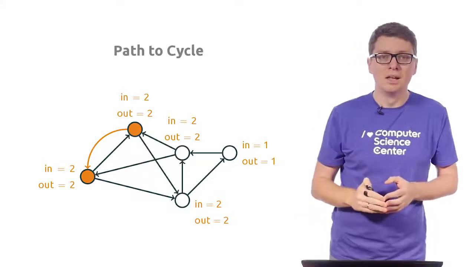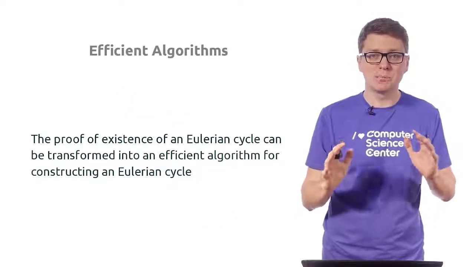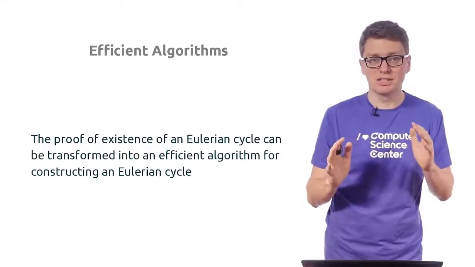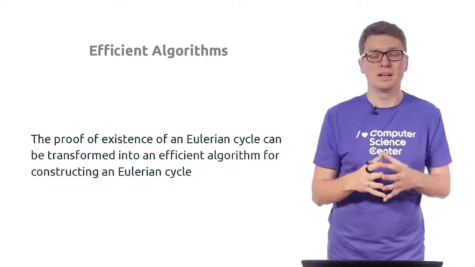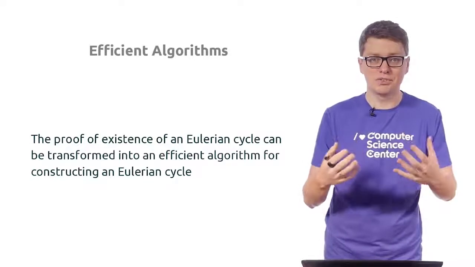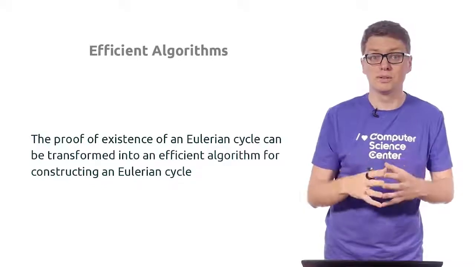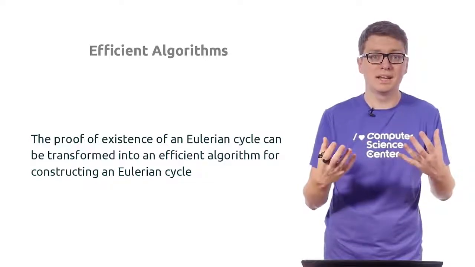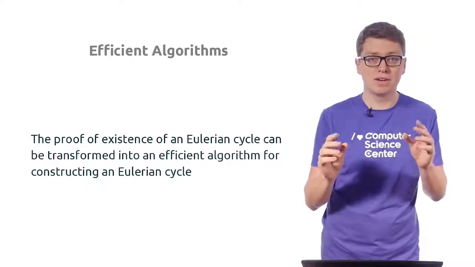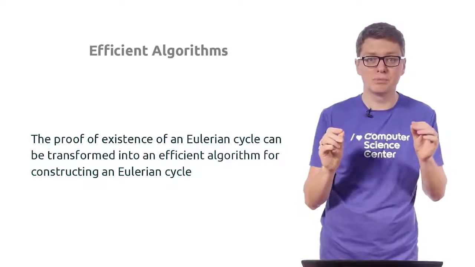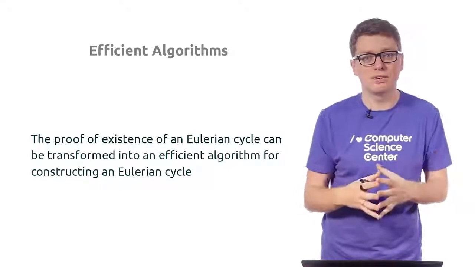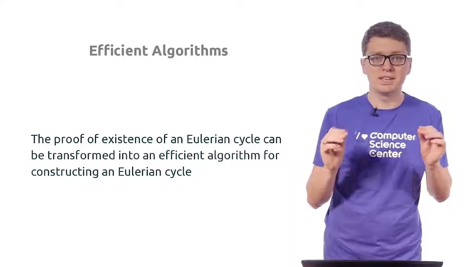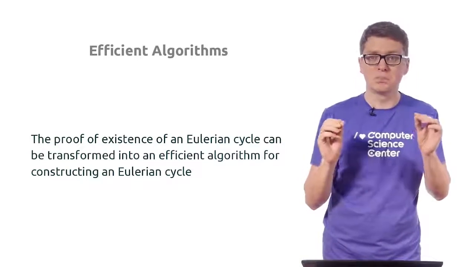Okay, finally, let me conclude this video by mentioning that the method that we used to prove that there is an Eulerian path in this graph can be easily transformed into a program or an algorithm. And indeed, for this problem of finding Eulerian cycles or paths in the graph, there are very efficient algorithms in practice. So even if in your graph there are millions of edges and millions of nodes, it is very easy to find an Eulerian cycle just in the blink of an eye.